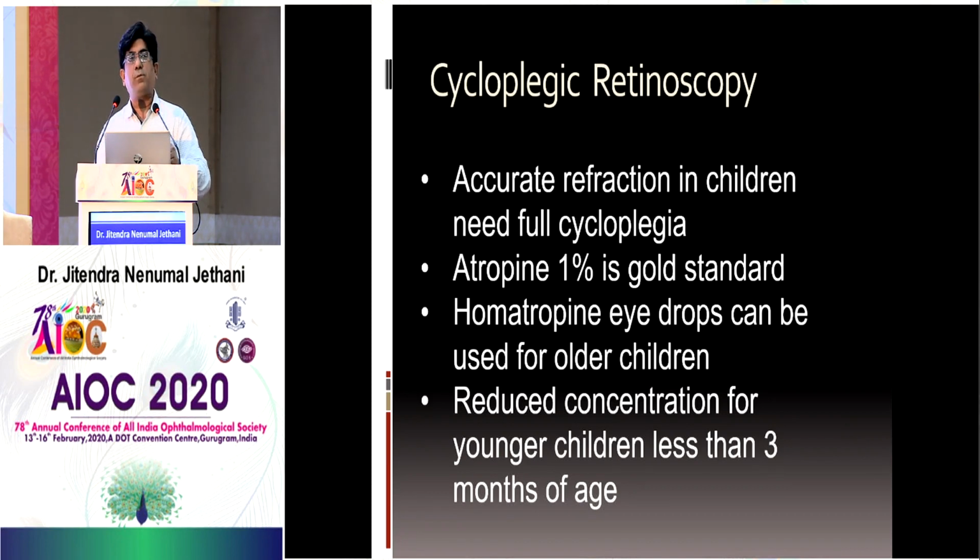Even if you have a good optometrist, make it a point to check the optometrist's retinoscopy. You have to assess your working distance. You have to subtract accordingly. And atropine 1% is obviously the gold standard, but we cannot use it at a certain age because they have to go to school, they have to attend their studies. And so you can use home atropine drops for older children. That is what we practice.